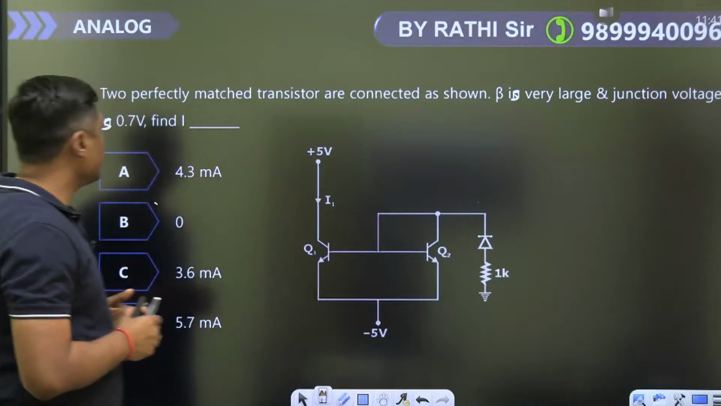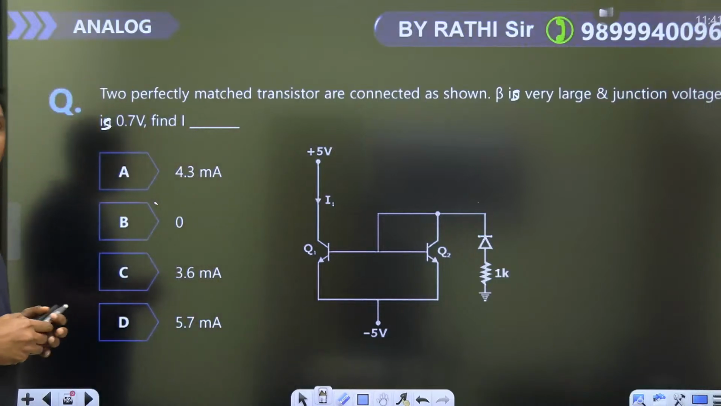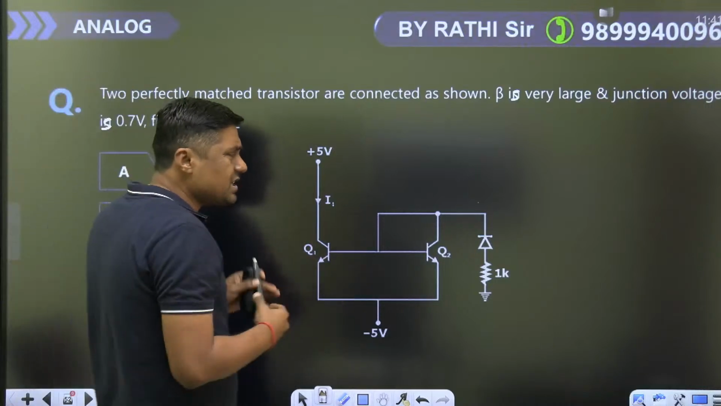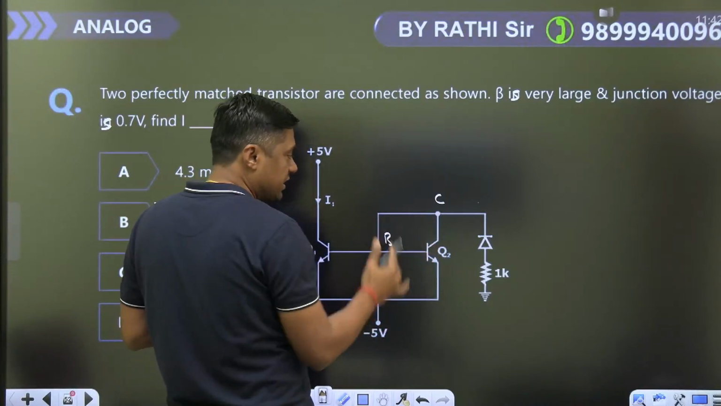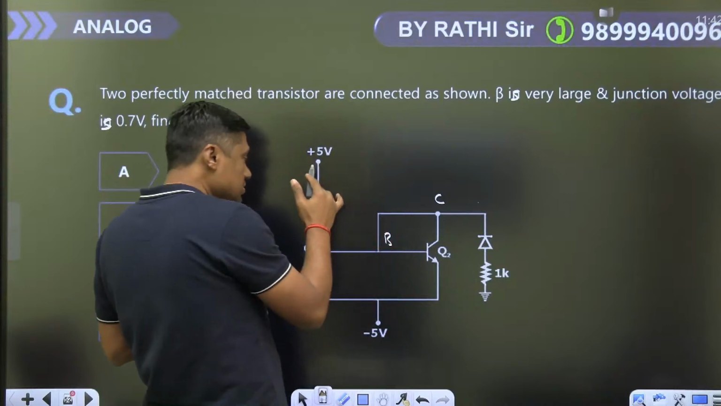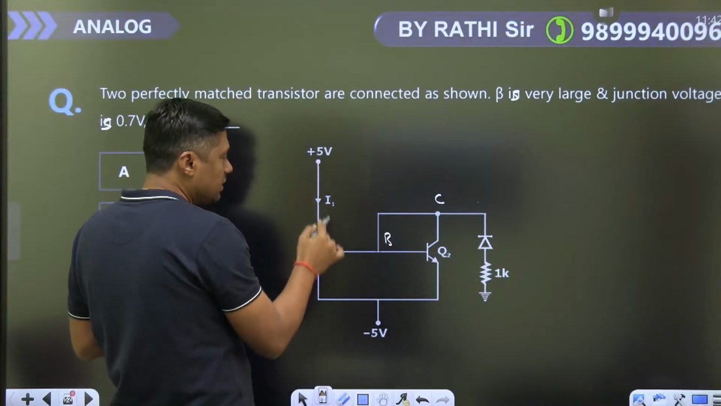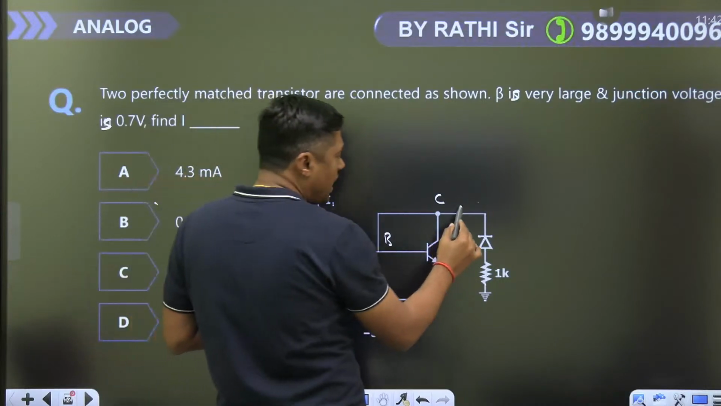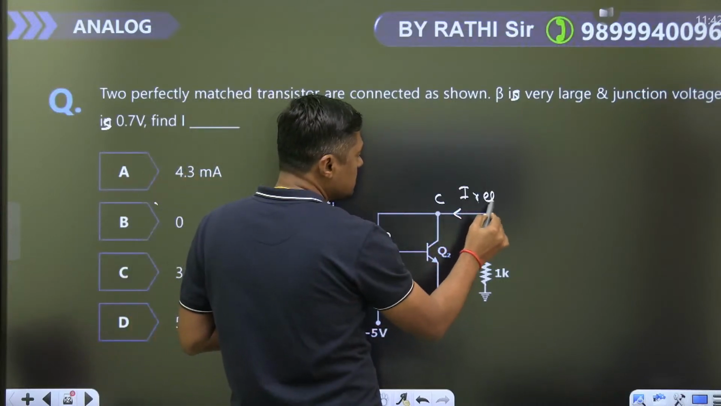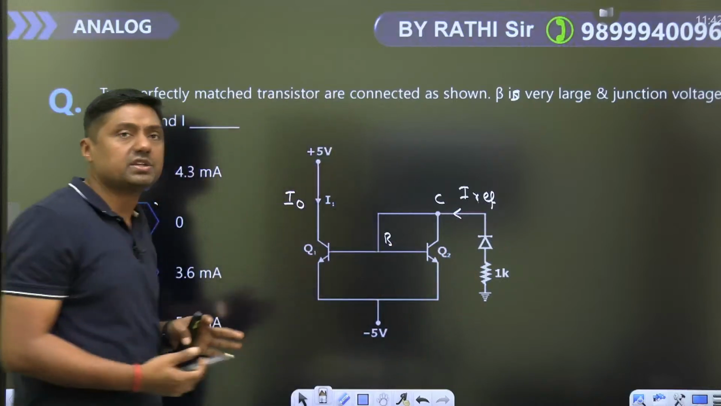Junction voltage is 0.7 volt. Find I. Now remember, if the orientation changes, this collector is connected to base, which means it is a driver circuit. Here we are getting the output current I0. So what is this? This is the I reference, guys. Always remember, this is the I reference. We have just changed the orientation.